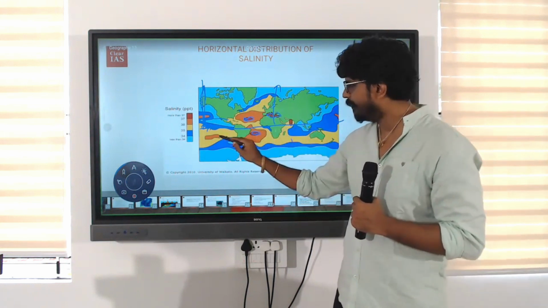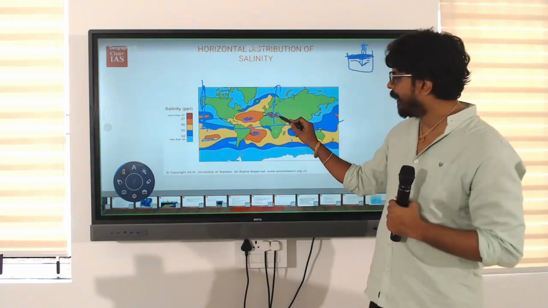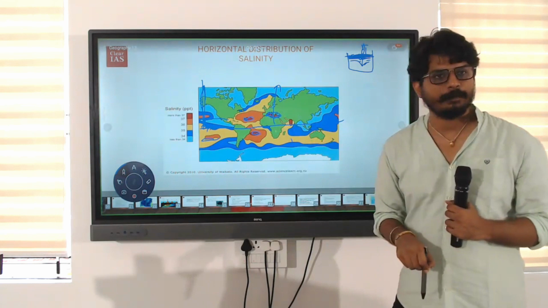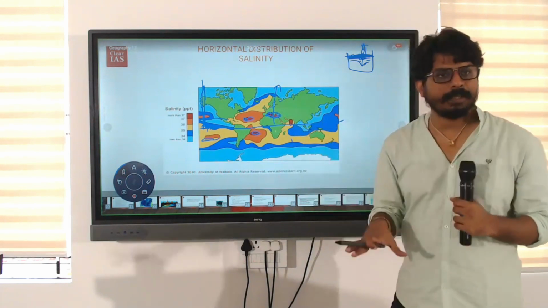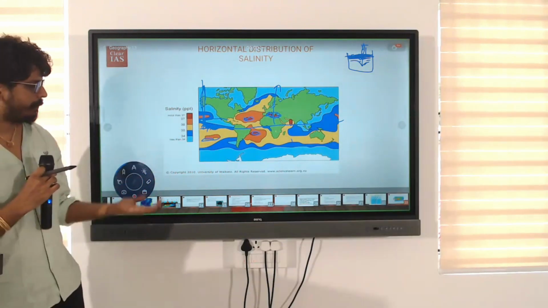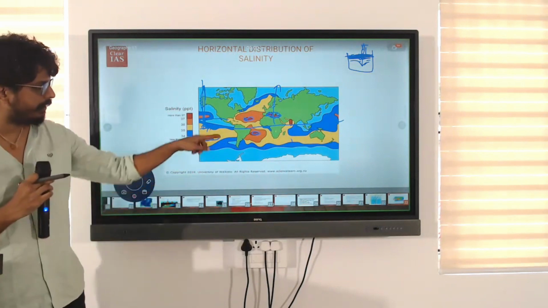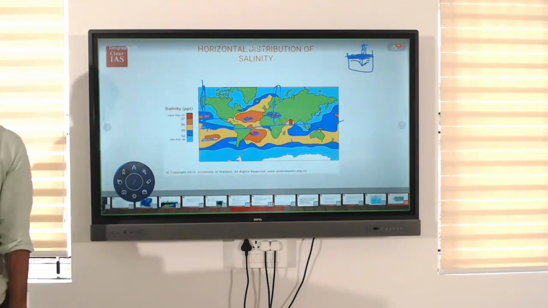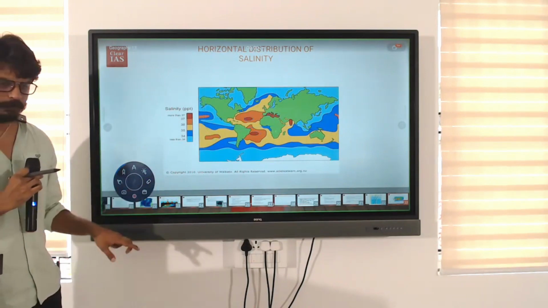Can you see it? Yes or no? And salinity would be high in areas where there is no mixing of water, like the Mediterranean Sea. There is no mixing of water. If there is proper mixing, salinity would be reduced. Yes or no? So the red color is maximum salinity and the light blue color you have the minimum salinity. So you can see as we move from the equator to the poles, the salinity is going on decreasing with some exceptions that we will write down.